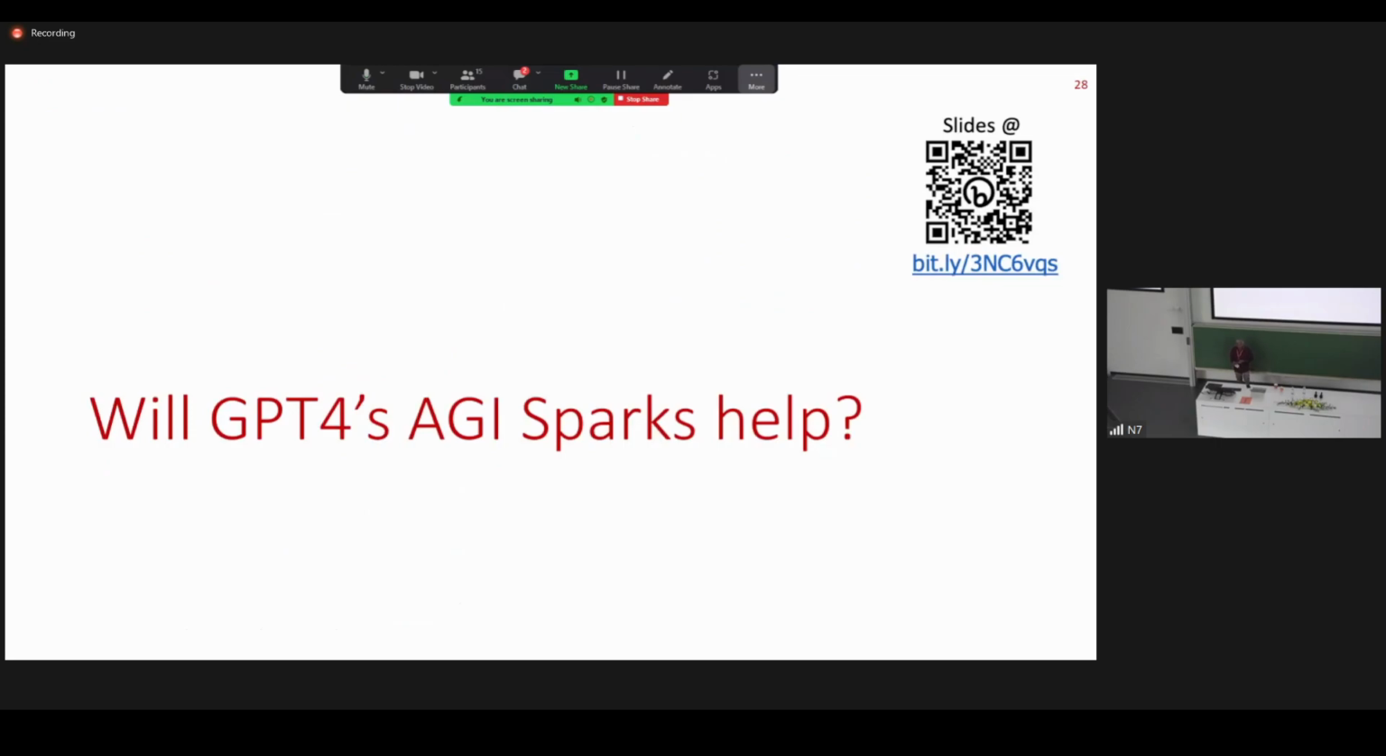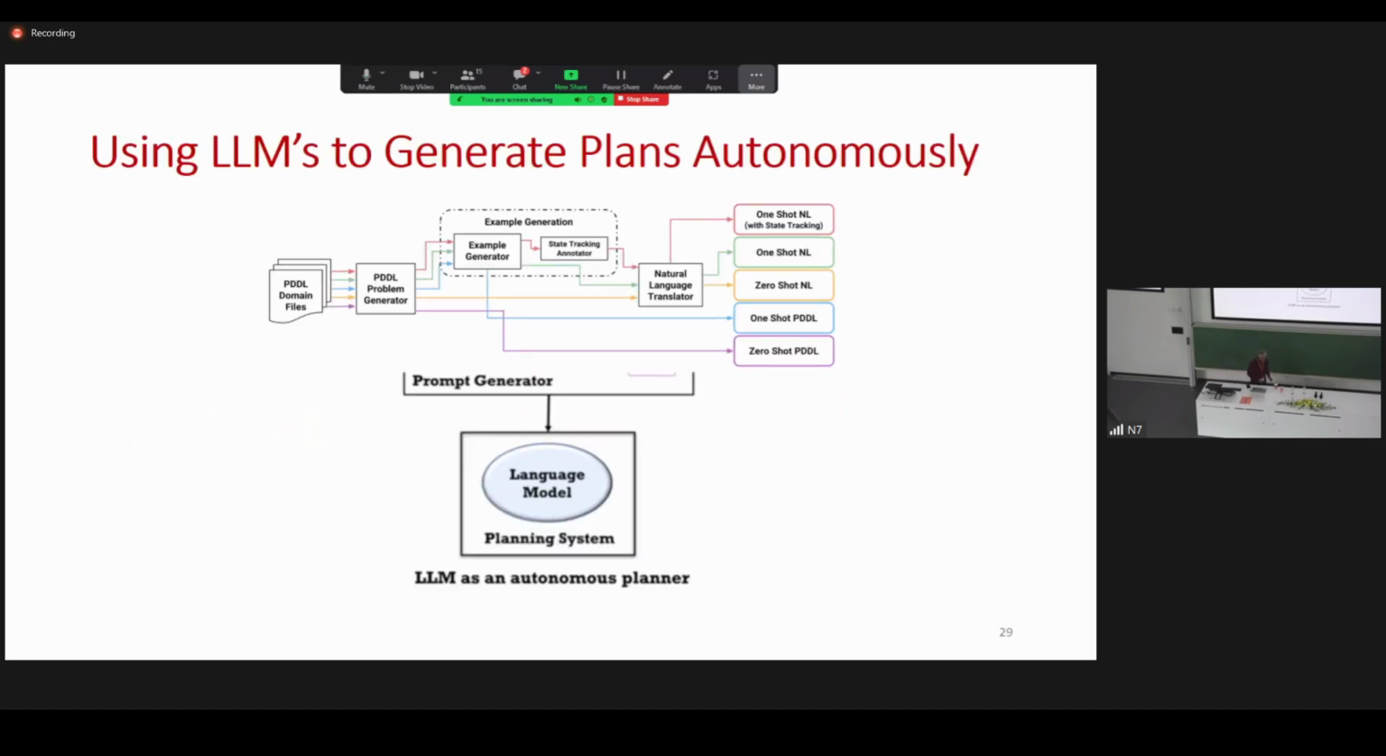Now after that, GPT-4 came along, and then Microsoft wrote this AGI Sparks paper, right? And it's sparking all the way. And so the question is, will it be able to do any better on the same test that we did? It's a reasonable thing. So this time, that paper is on the web, but this paper is the newer version. It's also on the web. I'll show you the archive later.